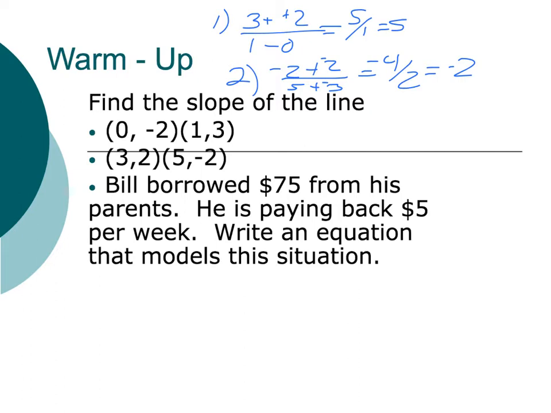Problem 3. Bill borrowed $75 from his parents. He is paying back $5 per week. That word per means multiplication. So $5 multiplied times however many weeks is going to end up giving me $75 total dollars. And that's all it would be to model this situation.